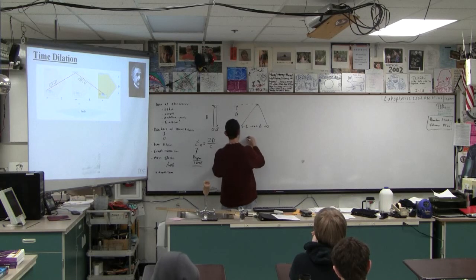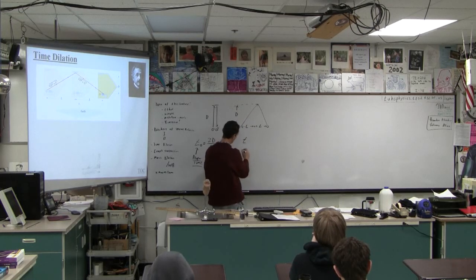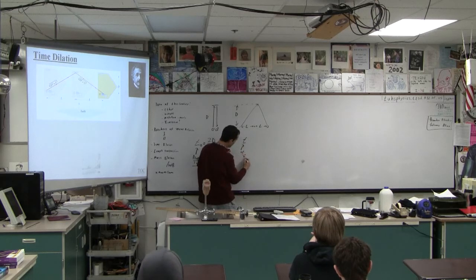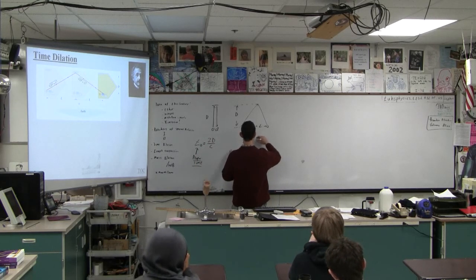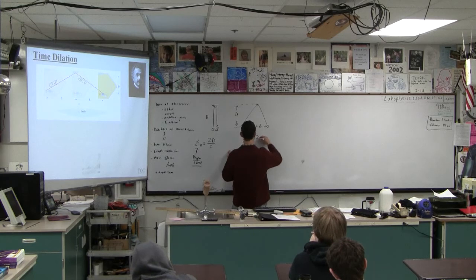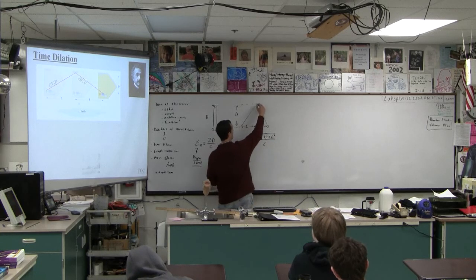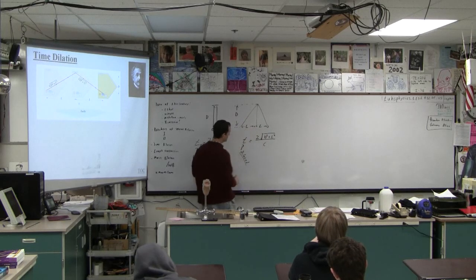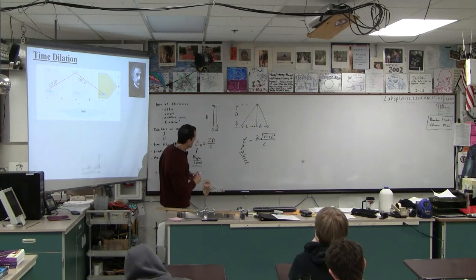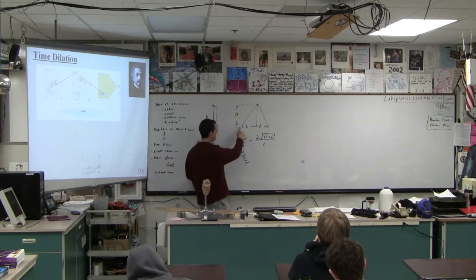Right? So the time this guy takes is the dilated time, okay? And dilated just means bigger. This distance is going to be twice the square root of d squared plus L squared, over c. It's the hypotenuse of this triangle, where d is here and L is here. And this distance is 2L.